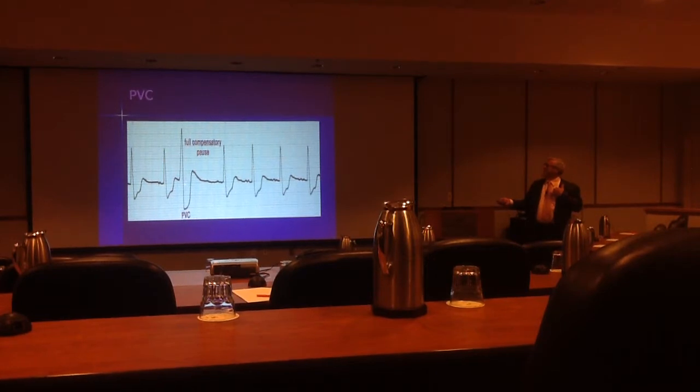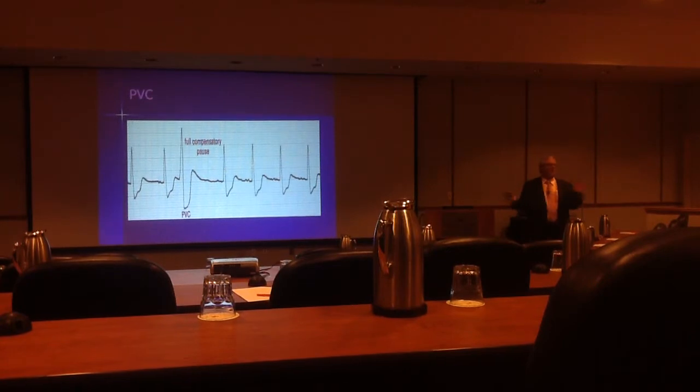So the SA node does fire, but it can't produce a beat. And that's why it's compensatory, because the SA node fires, unlike in a premature atrial complex where the SA node cannot fire.